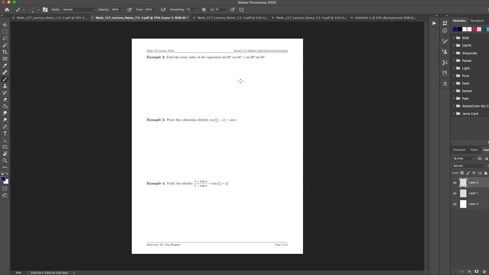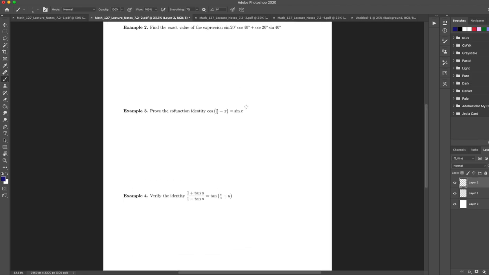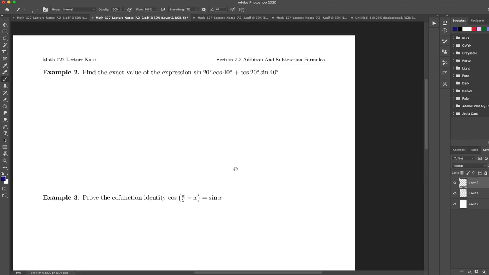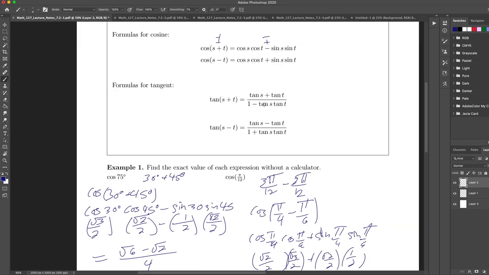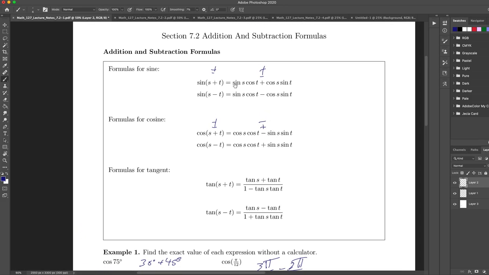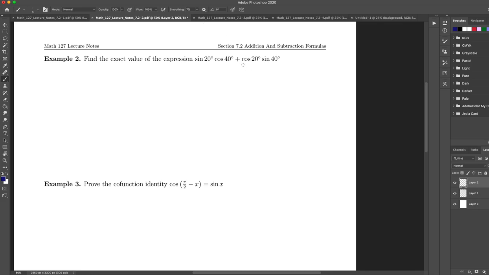Alright, so we want to find the exact value of this expression. Here we took a number and broke it apart. Here we're going to take a broken apart number and put it back together. Notice that this expression is the exact same as this, and this is just getting you used to looking at it. Here I have sine, cosine plus cosine, sine. Here I have sine, cosine plus cosine, sine.